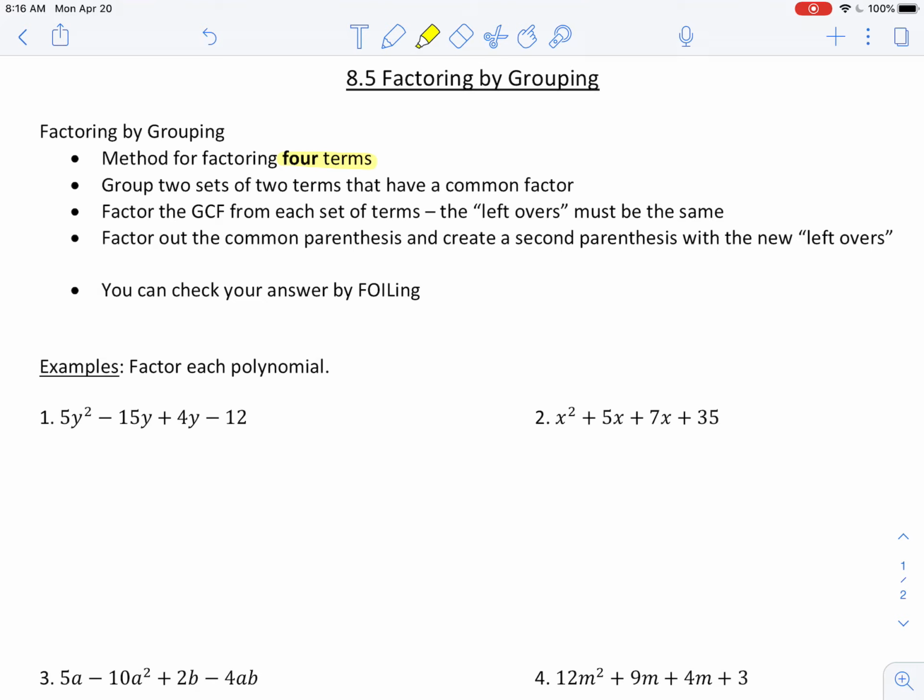Our final answer is going to be 2 parentheses that look like a FOIL problem. And to check our answers, we could always FOIL out what we get and make sure that we get back to the original question. So let's look at how this actually works.